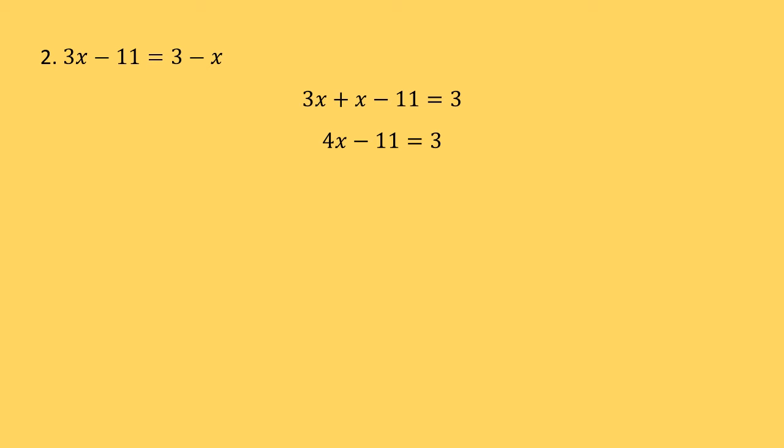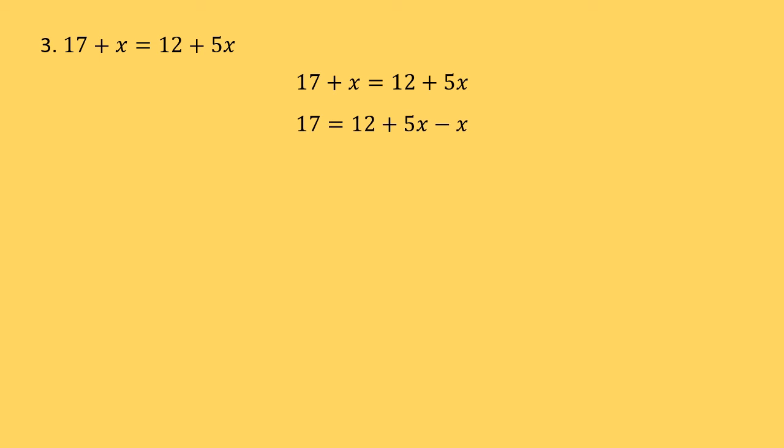Next, add 11 to both sides. Then 4x equals 3 plus 11. 4x equals 14. Finally, divide both sides by 4. x equals 14 divided by 4. Then you will get the answer x equals 3.5.